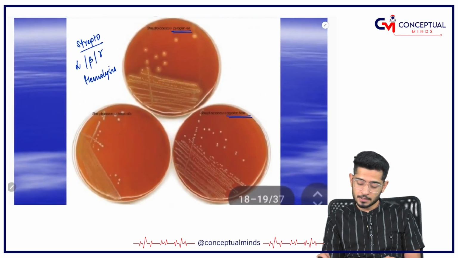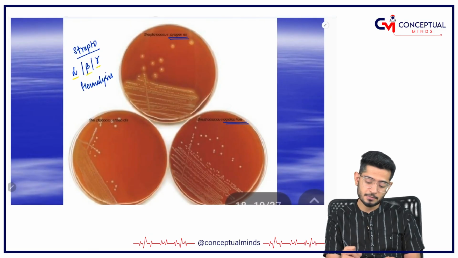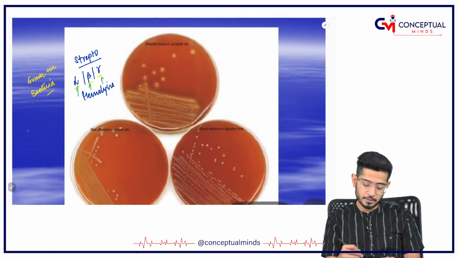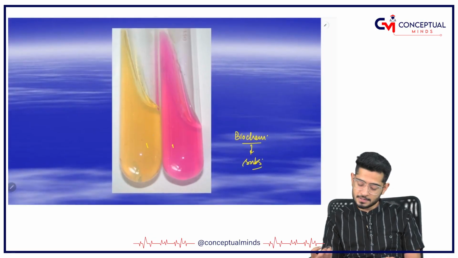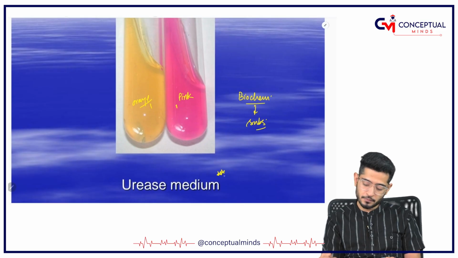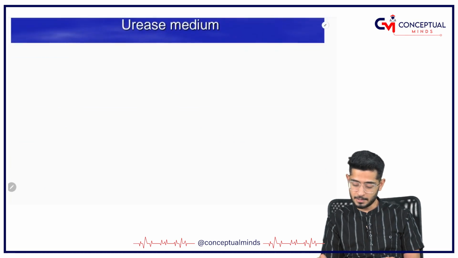Okay. This one, yes, alpha hemolysis, beta hemolysis, gamma hemolysis. I have already discussed this when we were discussing the gram positive bacteria. Then I told you that there are 3 types of hemolysis which are there. Okay. So these 3 are the examples. Don't worry, we will discuss in detail when we will discuss the streptococcus. What is this now? This is pink one and this is orange color tube. This is the urease media. I'll discuss when we will discuss the biochemical analysis. Then we will discuss about the urease medium also.